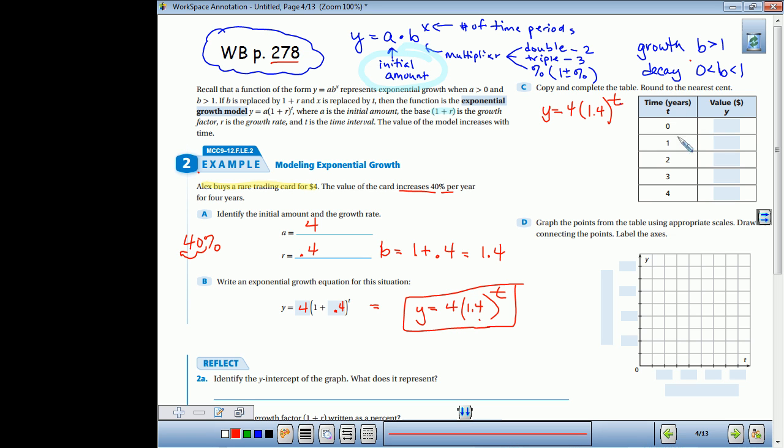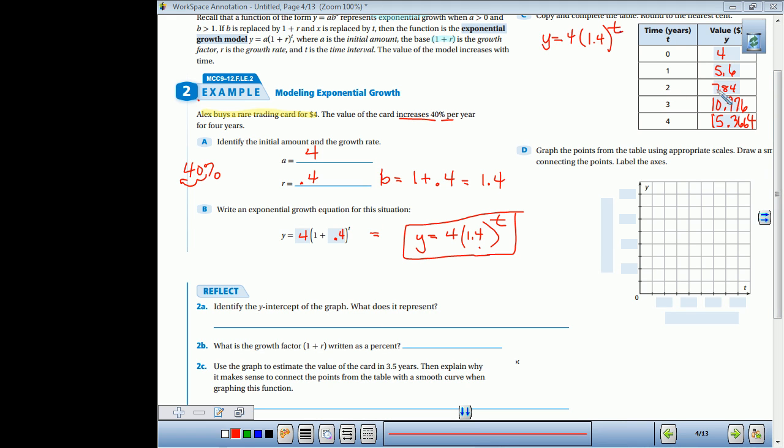Okay, so you guys tell me about this chart. What do we get for this chart? So 4, 5.6, and then what? 7.84. 10.976, and then 13.3664? 15? Yeah. Okay. Alright, so these are our values.